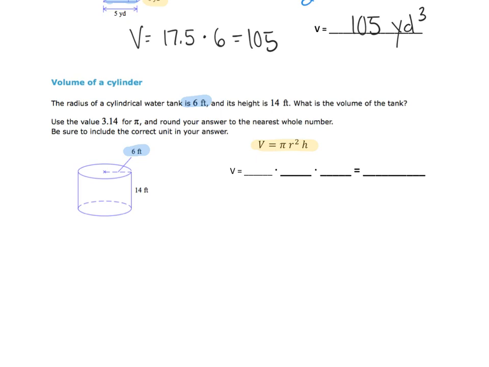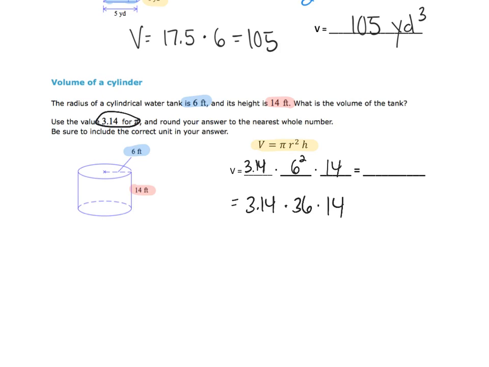And the radius is 6, according to this. And then h stands for the height. And the height in this one is 14, based on the information they give us and the picture. They also tell us to use 3.14 for pi, so we're just going to plug it all in. The volume of a cylinder is 3.14 for pi times r squared, which is 6 squared, times the height, which is 14. So we have 3.14 times 36 times 14.